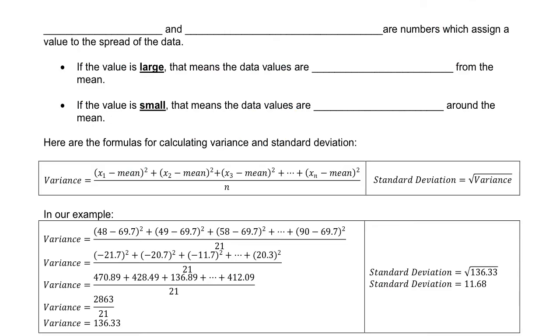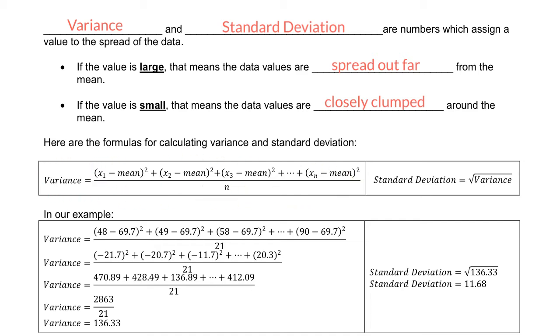So range and interquartile range are useful measures of spread. They tell you how spread out the data are, but there's some more. There's variance and standard deviation. And these are numbers which assign a value to the spread of the data. Basically, if the value is large, that means the values are spread far from the mean. If the value is small, that means the data are closely clumped around the mean. There's formulas for these too. Here's the one for variance.